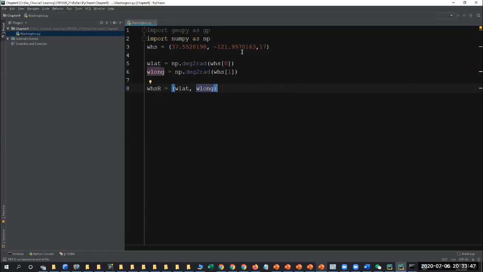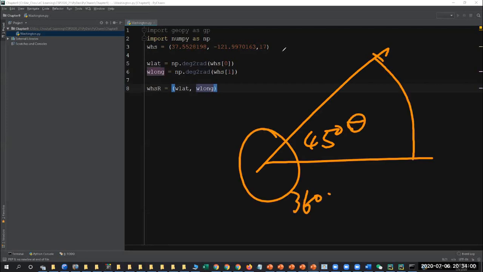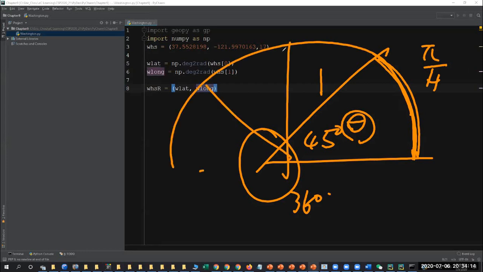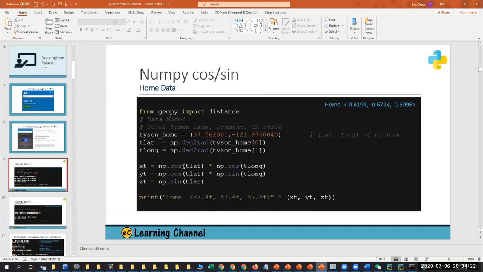So for degree to radian, remember that I told you before, you have 45 degrees. The whole circle is 360 degrees, and this one we call theta. Theta is actually a measurement on the unit circle. The length of this arc will be your theta. So here, 45 degrees would be pi divided by 4, because you have a whole pi here, 1, 2, 3, 4, so pi divided by 4. So you get that one, and you get this one. These two are good. So I get this, and I'm going to calculate the x, y, and z.